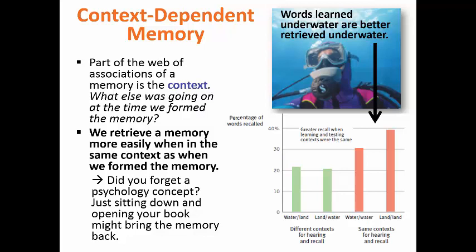So when we had words that were learned in one context, so if you see the green bars, and then recalled in a different context, the recall was only about 20%. But when it was in the same context, underwater or on land, we got up to 30% for water and 40% for land. And these are statistically significant differences. So it's pretty cool.